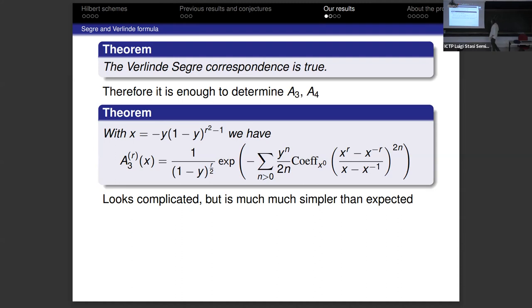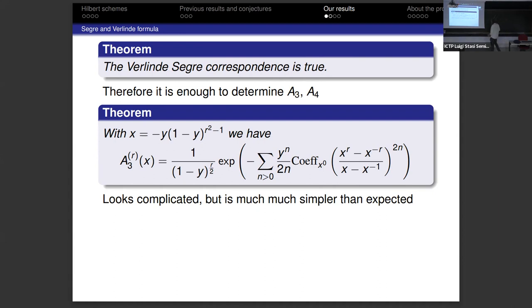And now the second theorem is that with this change of variables, the same change of variables we had before for the Verlinde series, the A3 is given by this explicit expression. So we have here 1 over 1 minus y to the r's, where r is the rank in the Verlinde case. And the exponential of minus the sum of y to the n over n, where we take this polynomial, x to the r minus x to the minus 1, with x minus x to the minus 1 to the power of n. We take the coefficient of x to the 0 of that. This will be some complicated combination of binomial coefficients. We take the exponential of this expression. This is our answer.